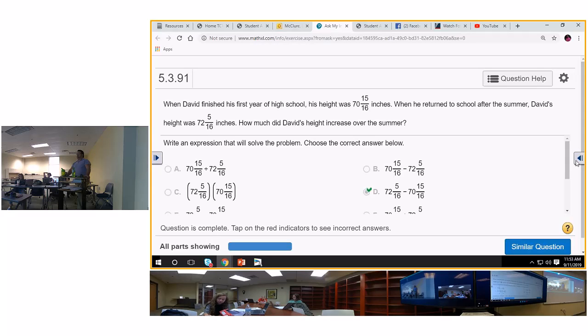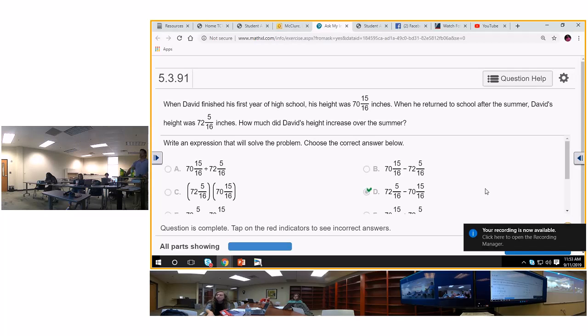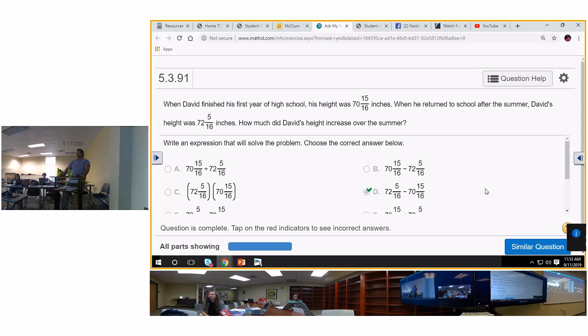So I'm going to write it just like this. So you need to write it just like that. And then we're going to do it. They want you to solve it. So go ahead and write 72 and 5/16 minus 70 and 15/16. Now, the good thing is they already have a common what? Denominator. So it's not going to be that bad, but you're going to have to borrow.